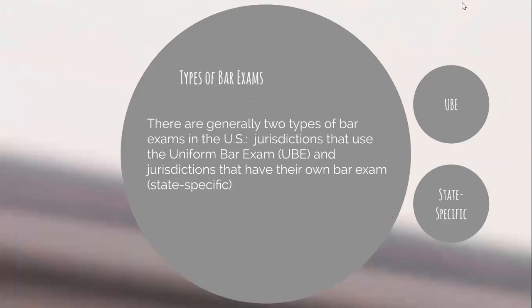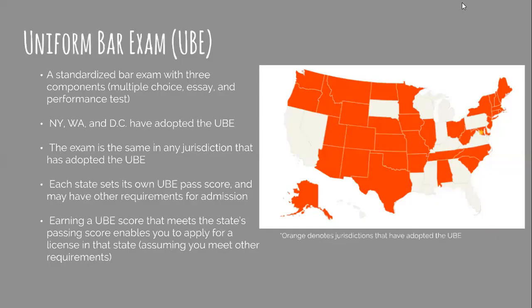So there are basically two types of bars in the US. So there are states that utilize what we call the uniform bar exam and states that have their own exam. So they're state specific. For the states that have the uniform bar exam, so you can see in orange, all of those states in orange use the UBE, and essentially it's the same test. So whether you take the test in Washington State or Texas or Alaska, you're taking the exact same test, assuming you're taking it the same date.